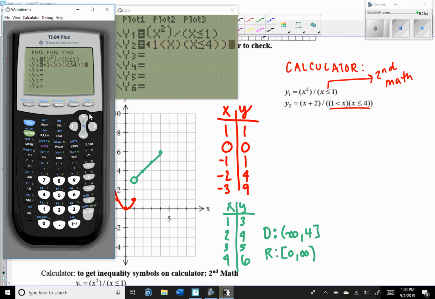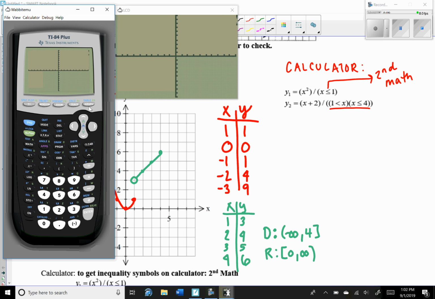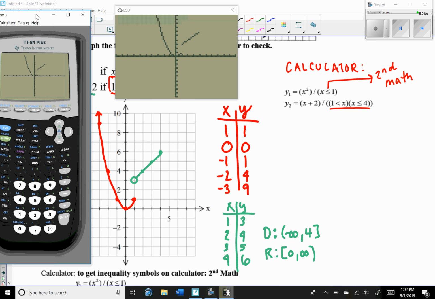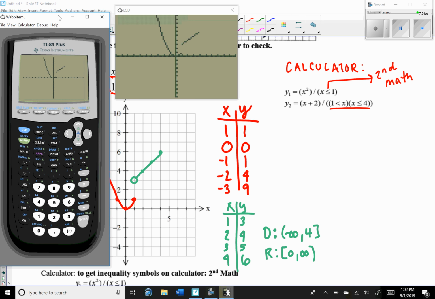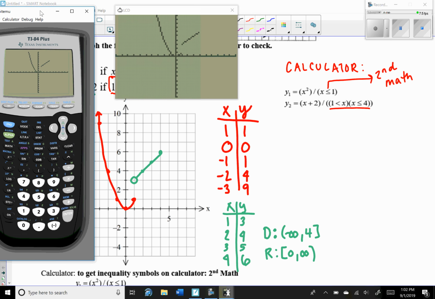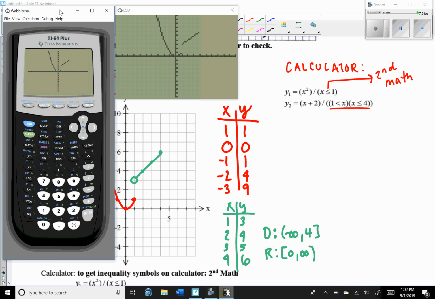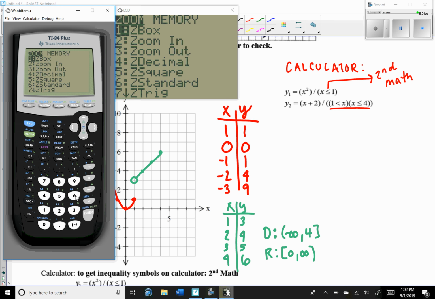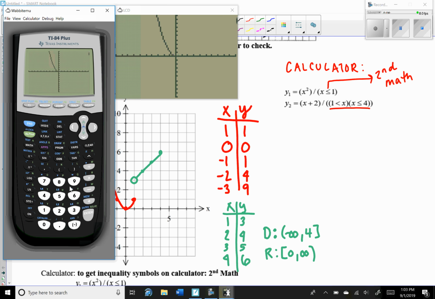So now that I have that, I can go ahead and hit graph. And you can see that our graph looks like the one that we drew on our paper. The only difference is you can't really tell what the open and closed circles are, which is why it's important to know how to do this by hand. If you don't see this nice viewing window here, you can go ahead and hit zoom 6, which is a standard window. A standard window just means you're looking at x values from -10 to 10 and y values from -10 to 10. So it's nice to graph functions that you can easily see in this window.